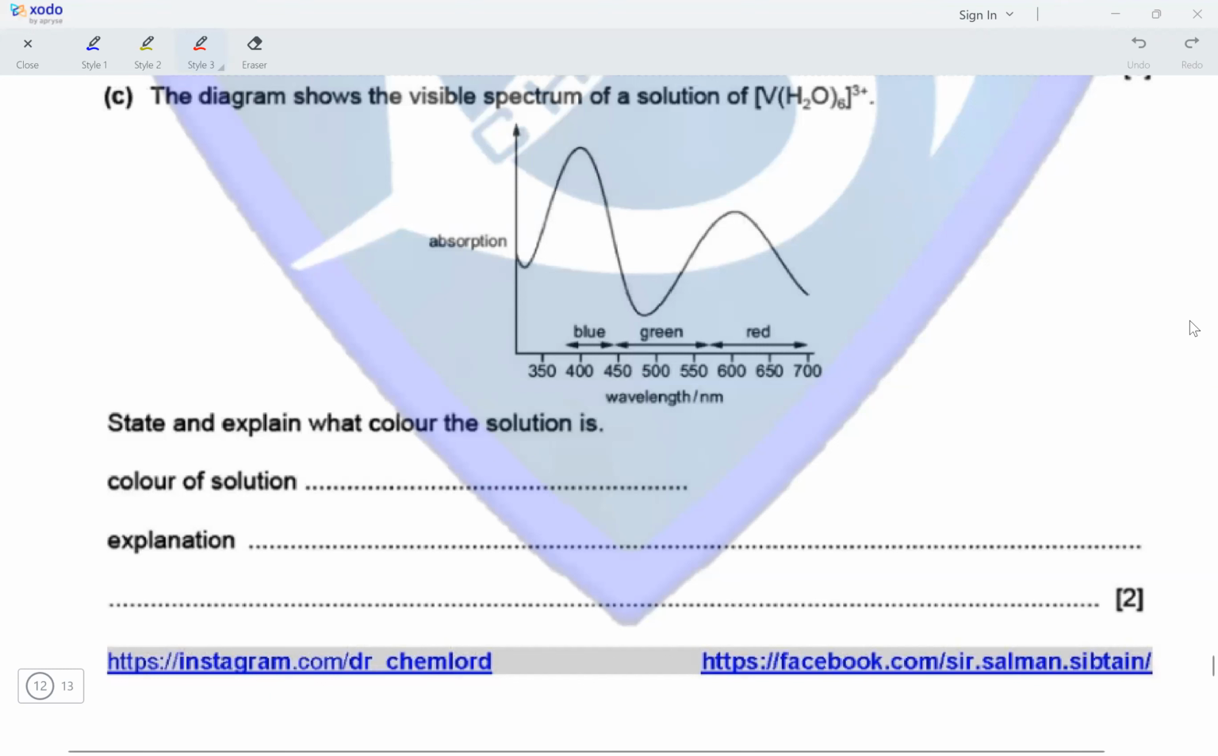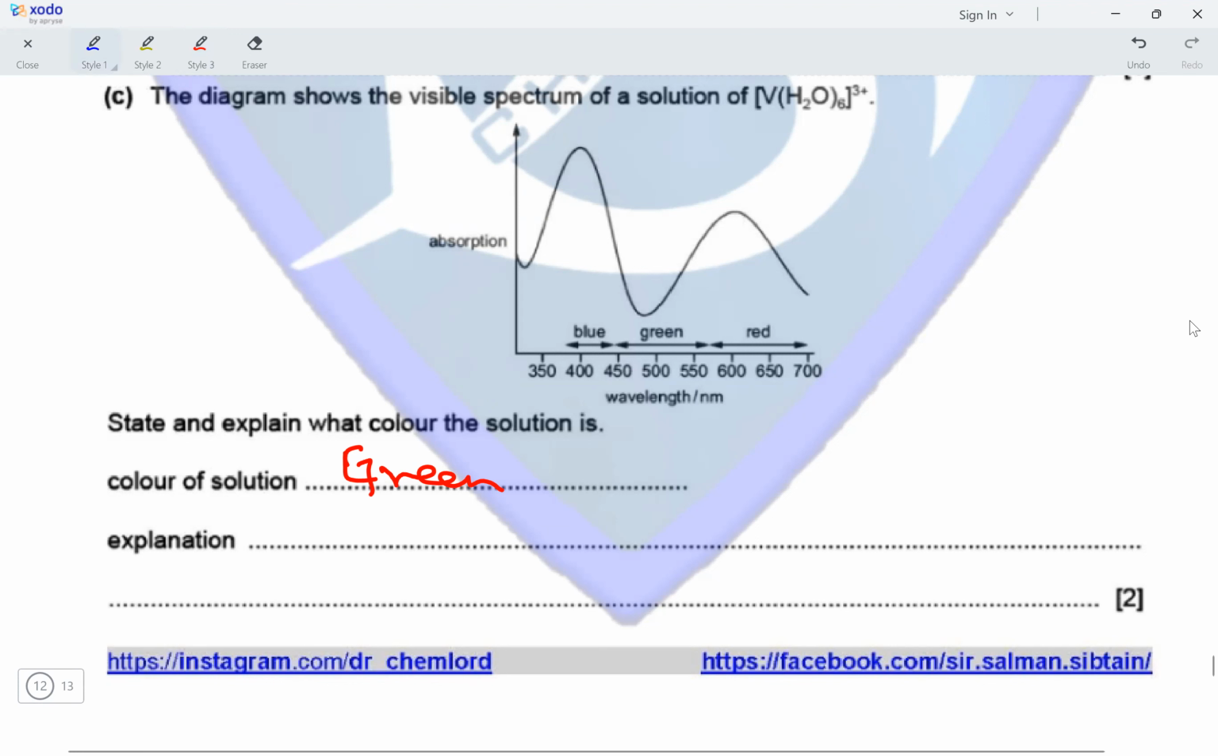Next, the diagram shows the visible spectrum of a solution of [V(H2O)6]3+. State and explain what color the solution is. So it has its maximum absorption in the blue and the red region. So the complement of blue and red when combined will give a green colored solution. So the color of the vanadium 3+ aqueous ion would be green.